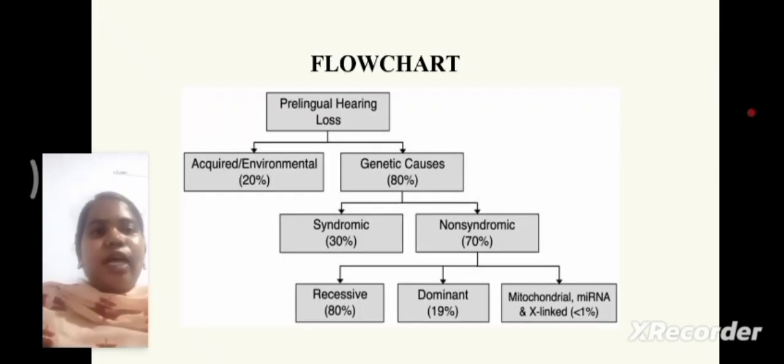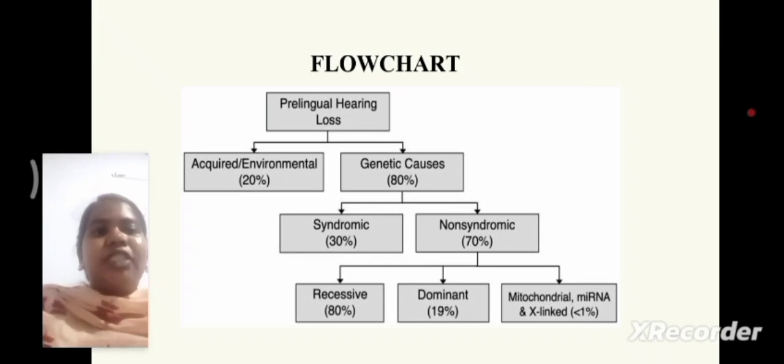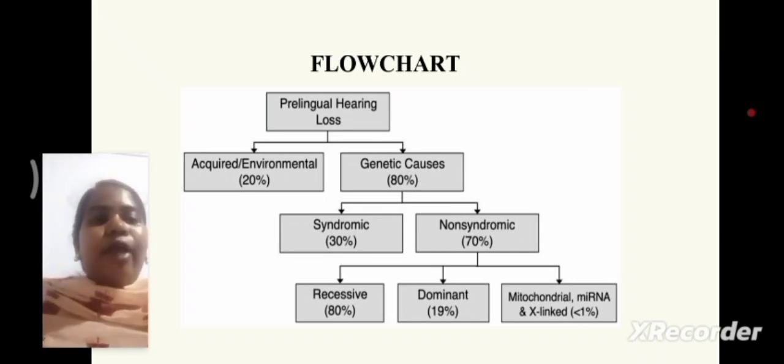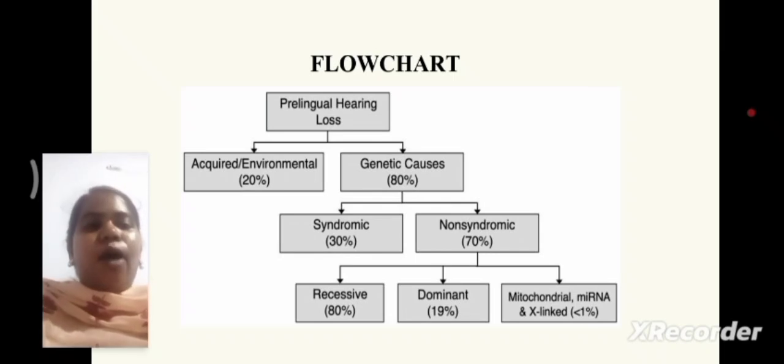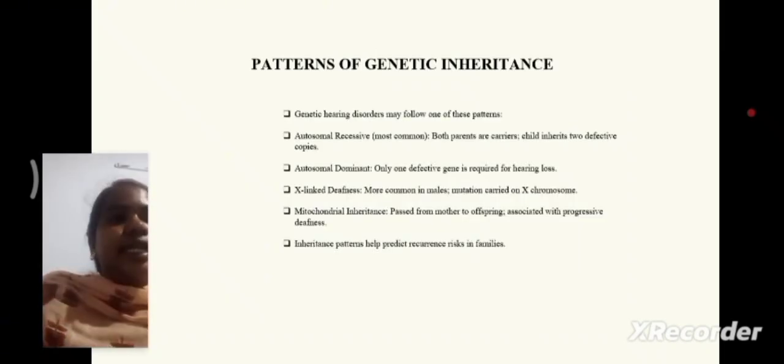This is a flow chart. Hearing loss has environmental causes at 20%. Genetic causes are 80%. Genetic causes are of two types: syndromic and non-syndromic. Syndromic is 30%. Non-syndromic is 70%. Non-syndromic has three types: recessive, dominant, and mitochondrial. Next, the patterns of genetic inheritance.